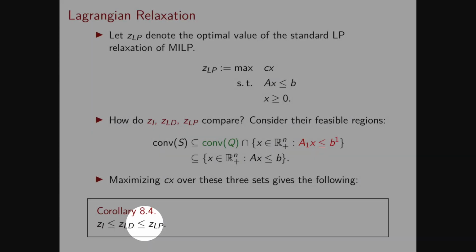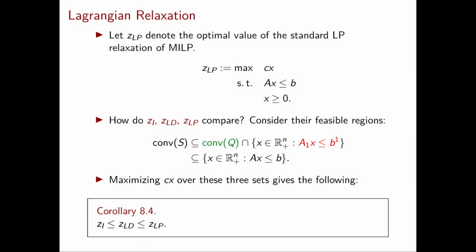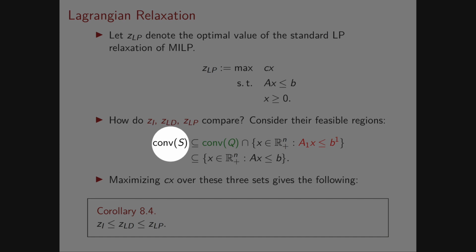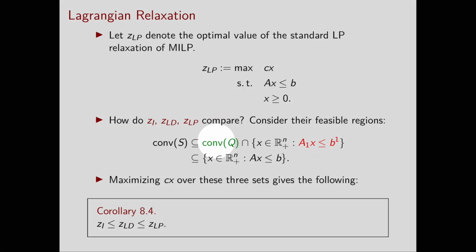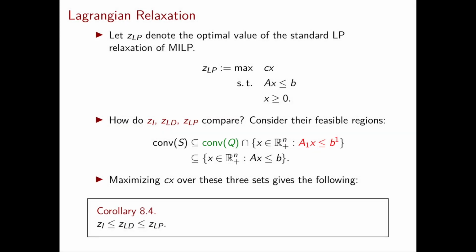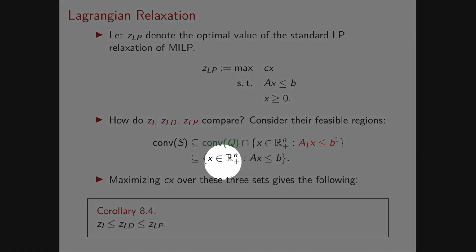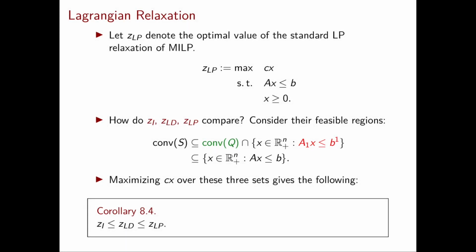To prove these inequalities, we can just compare the feasible region of the three optimization problems written as linear programming problems. So for Zi, the feasible region is the convex hull of our original mixed integer linear set, convS. For the Lagrangian dual, due to the theorem we've just seen, the feasible region is conv-Q intersected with the set of non-negative x that satisfy the red system. Finally, for the LP relaxation, as we have just written, the feasible region is the non-negative vectors that satisfy Ax less than or equal to b.